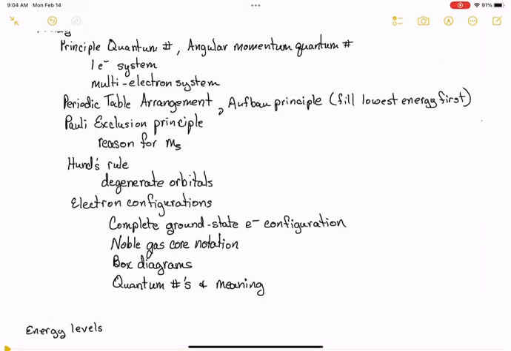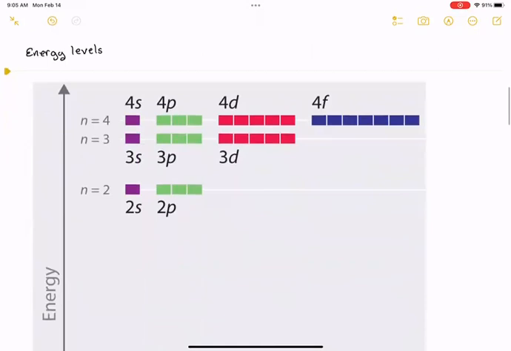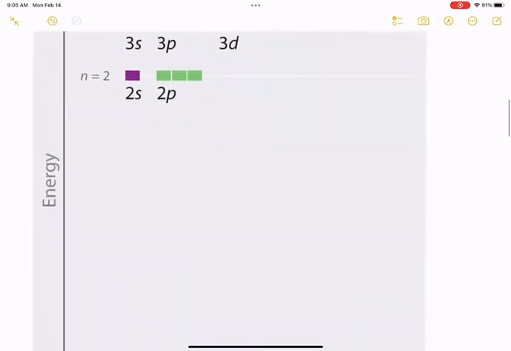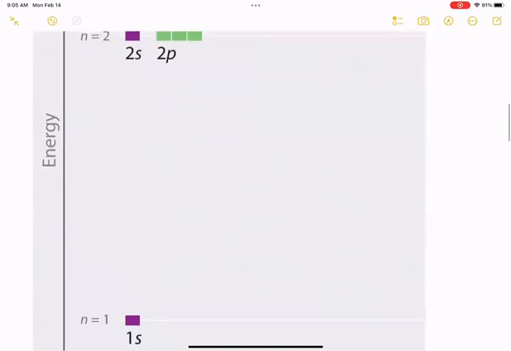Again, if you'll recall, the principal quantum number, N, tells us the shell or the energy level. And for a basic hydrogen atom, what we have is increasing energy on the left-hand side.